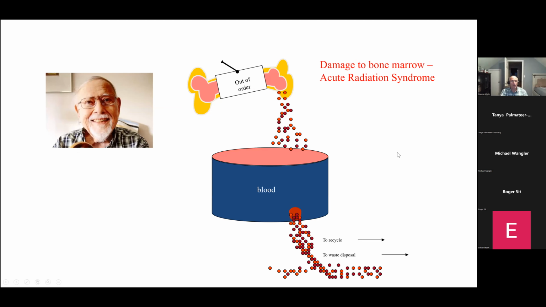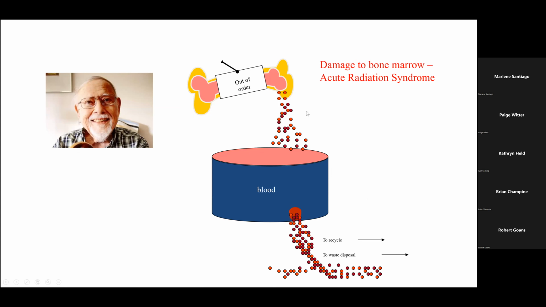However, in acute radiation syndrome, we're still losing cells, but we have a decrease, a relative or absolute decrease from the bone marrow. So the bottom line is you have a loss of both white blood cells and platelets.